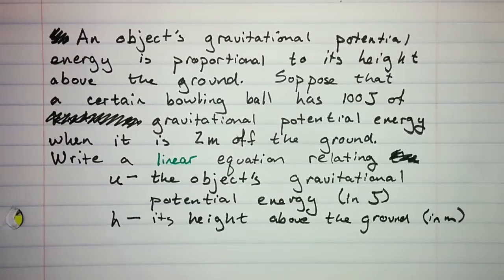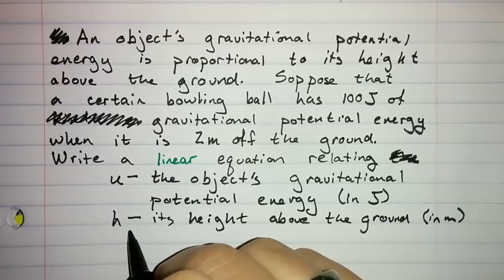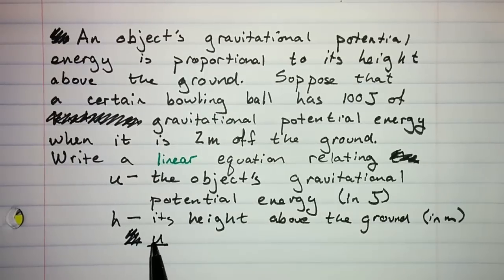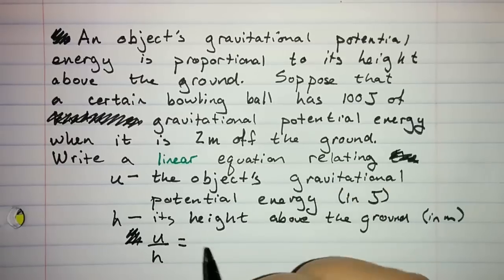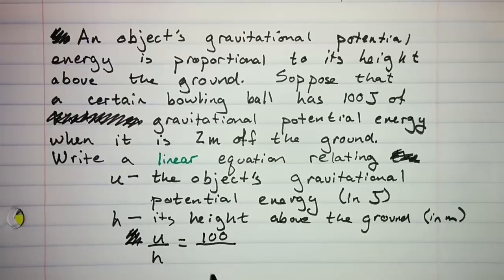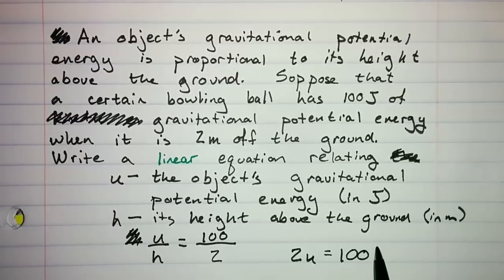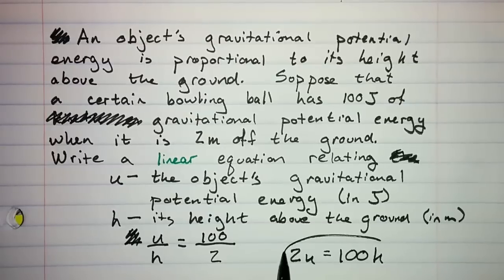Okay, well, gravitational potential energy and height are proportional. So U over H is constant. In particular, U over H equals this specific energy over this specific height. Again, this is not a linear equation because we're dividing by the variable. But now we cross multiply. U times 2, that's 2U. H times 100, that's 100H. This is our linear equation.